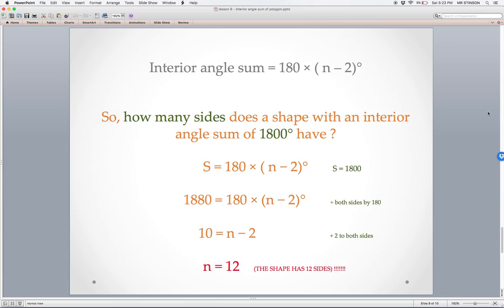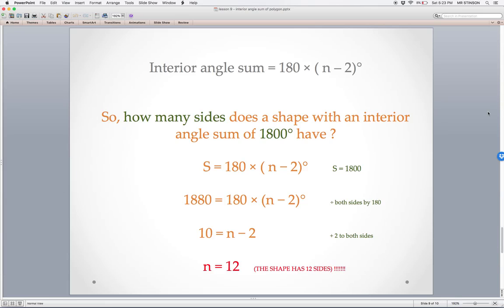Now lastly, this is a much more common question. How many sides does a shape with an interior angle sum of 1,800 degrees have? In this kind of question, we would still use our formula and use the knowledge on how to solve a formula to answer it. Step 1. Write your formula. S equals 180 times n minus 2 degrees.